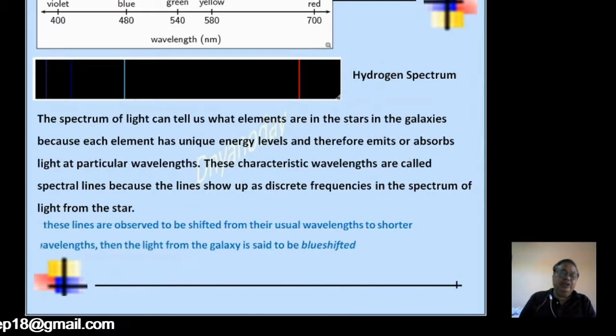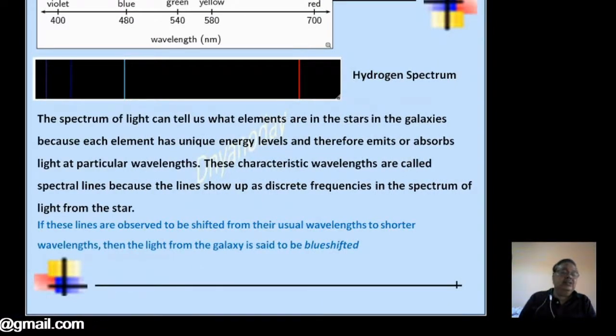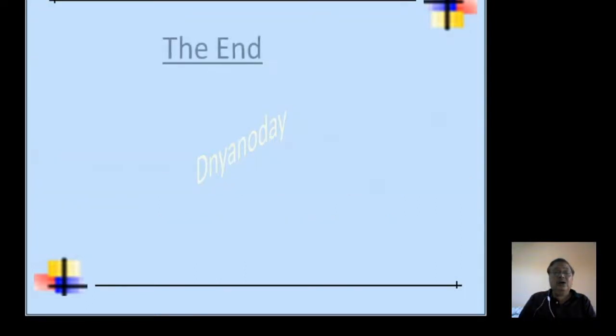Having said this, if these lines are observed to be shifted from the usual wavelength to a shorter wavelength, then the light from the galaxy is said to be blue shifted. I already explained this to you. This complete small presentation will give an idea that if physics is understood in a better way, definitely it is a lot more interesting subject. It can give you good marks.